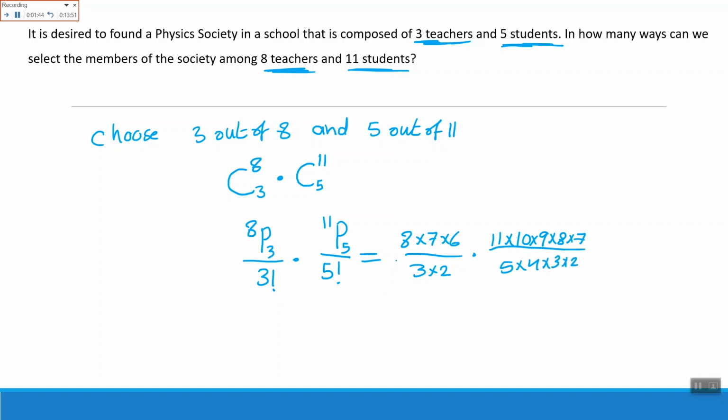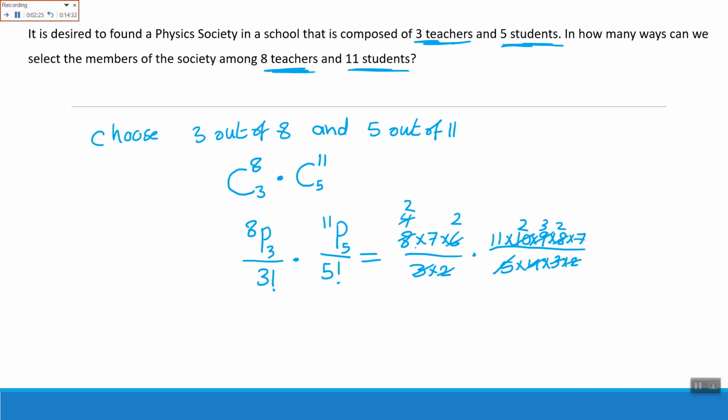We can cancel the 5 with the 10, we get 2. We can cancel the 4 with the 8, we get 2. We can cancel the 3 with the 9, we get 3. We can cancel the 2 here with the 8, we get 4. We can cancel the 3 with the 6, we get 2. We can cancel the 2 with the 4, we get 2.